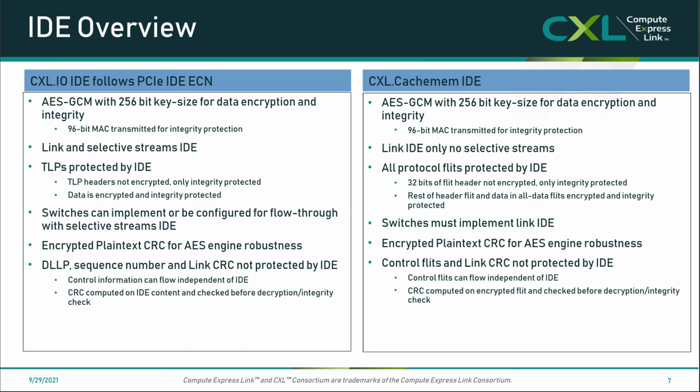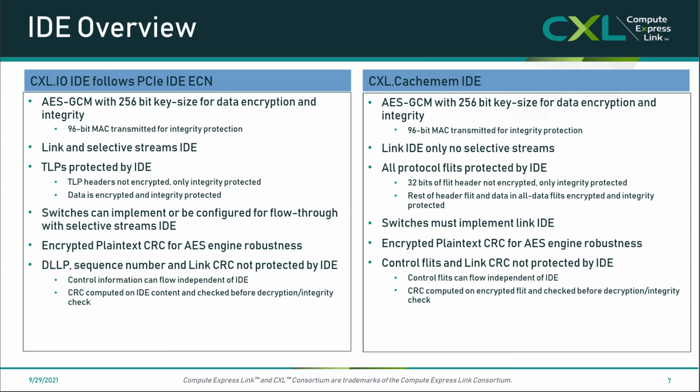So this is how the protocol data is protected. And part of the AES-GCM is this integrity value that gets transmitted, and this is a 96-bit MAC that's transmitted for integrity protection. And these are the keys, right? The AES-GCM 256 keys are the ones that were exchanged previously. We talked about the key exchange protocol.